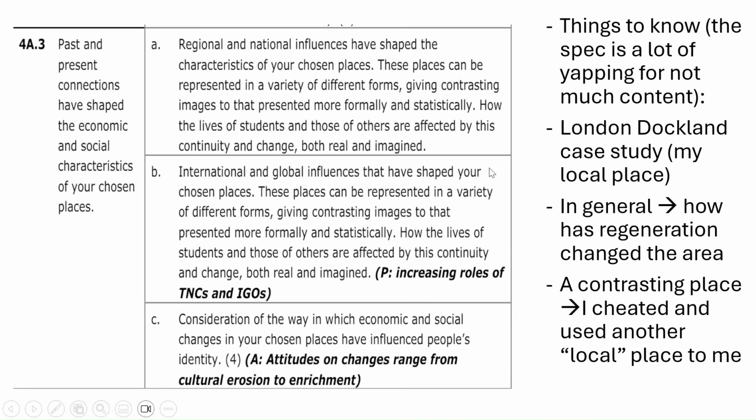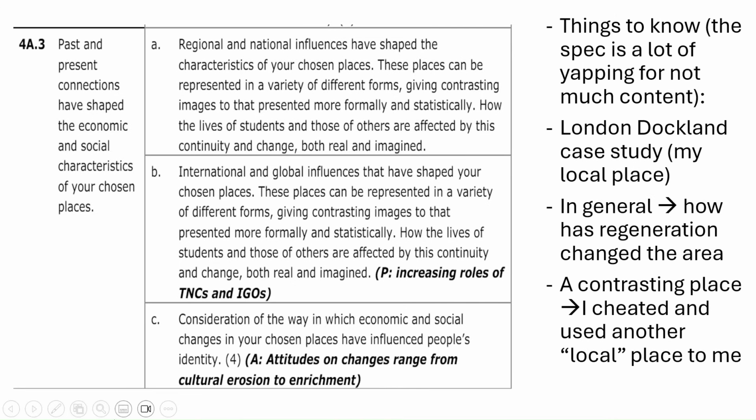So moving on, we have 4A.3, and again, this is such a stupid part of the spec in my opinion. They could have literally just said, find some case studies about regeneration, and yeah, there's a lot of things to know, but it's just far too much waffling in this part of the spec. Look how massive it is. And essentially what you need to know is the big case study of the London Docklands, and you just need to know its history, its background, how it's become Canary Wharf today, and the decisions leading up to it, and in general, how regeneration has changed the area.